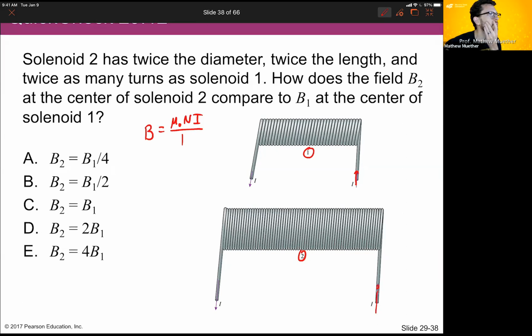Okay, let's go ahead and end the poll. So the most popular answer was C, that the magnetic fields are the same. Well, notice in this equation that, first of all, there's no dependence on the diameter. So the fact that they have different diameters is inconsequential to the magnetic field here for this solenoid setup. We're not interested in the diameter.